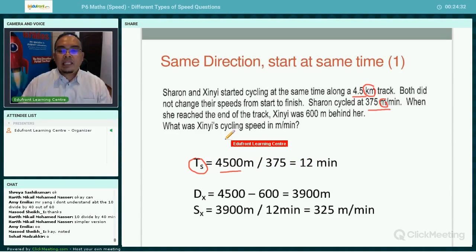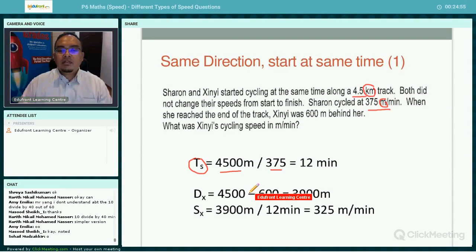Okay, so the time is distance divided by speed. The distance is 4,500 and the speed is 375. If you divide, you get 12 minutes. So it means that Sharon took 12 minutes to finish the race.